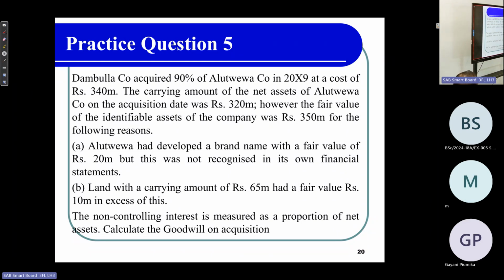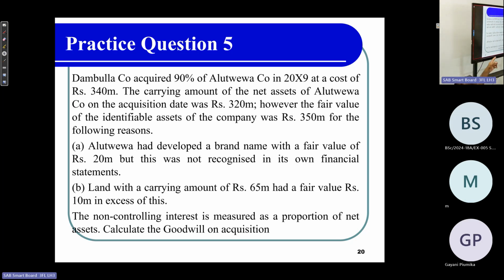The company acquired 90% of Alupugava in 2009 at the cost of 340. Carrying amount of the net asset is 320. Carrying amount of the net asset, that is the book value, the carrying value.